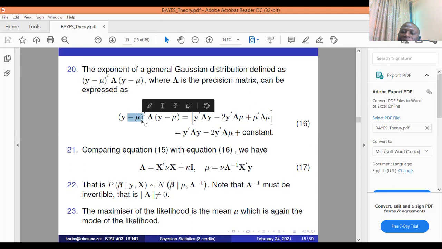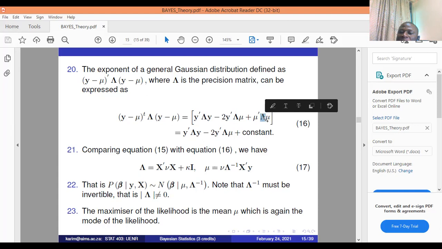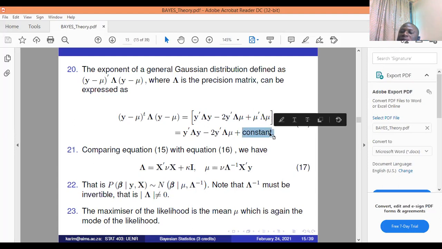So this is minus mean transpose multiplied by the variance covariance matrix multiplied by minus mean. So that is going to be positive mean transpose, the variance covariance matrix, and then the mean. So the whole of this, y is the variable that is varying. So here we have y prime, the precision matrix, y, minus 2y precision matrix of the mean. This part is constant, so we just say plus constant.